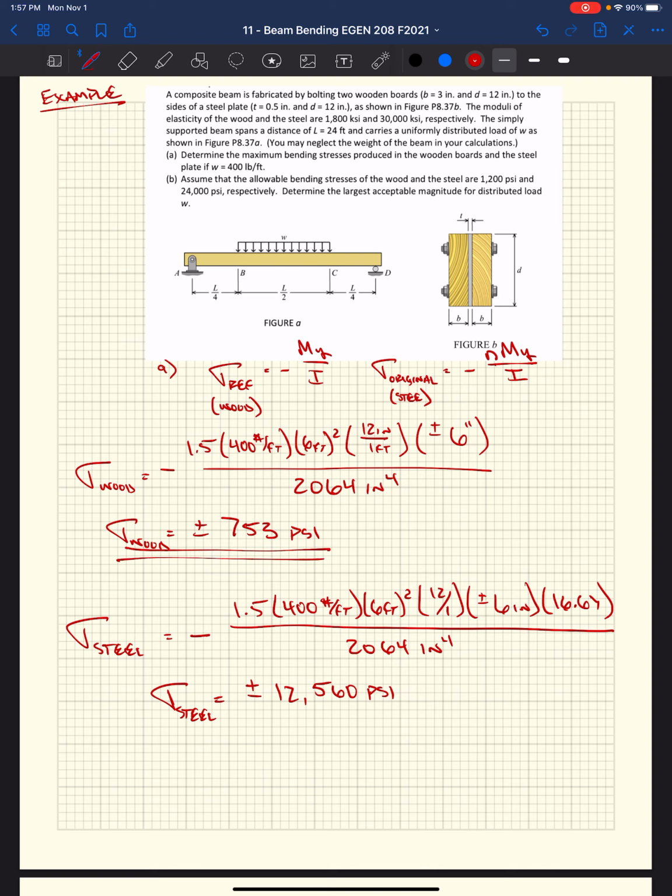So those are our answers, right? The wood, based on having 400 pounds per foot on this cross section, is going to see 750 psi in compression and tension, bottom surface and top surface. And then the steel is going to see 12,560 psi. That's all based on the fact that steel is 16.67 times as stiff as wood. So for every unit of strain or every little bit of radius of curvature, the steel is carrying a lot more of the load, so the stress gets elevated a lot quicker.